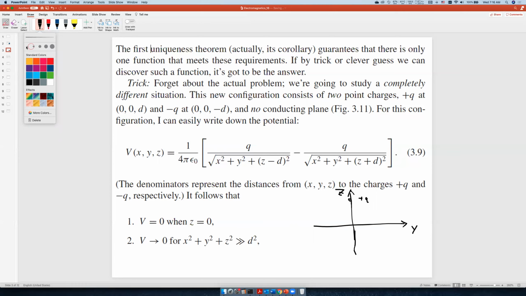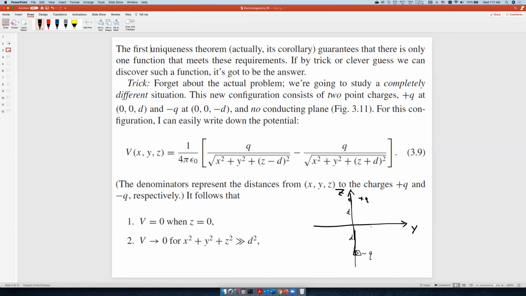Let me change the size of the pen. Now, if you put another charge, which is negative Q here, then what happens? If you have a plus Q above and a negative Q below the plane, the y-axis, and the distance is d here and d here. They have the same distance.